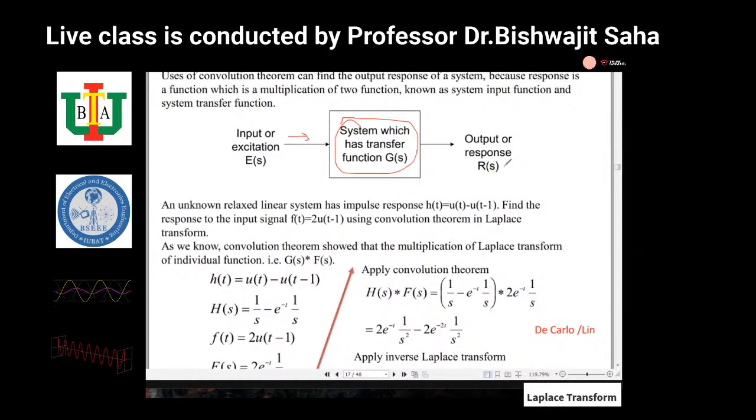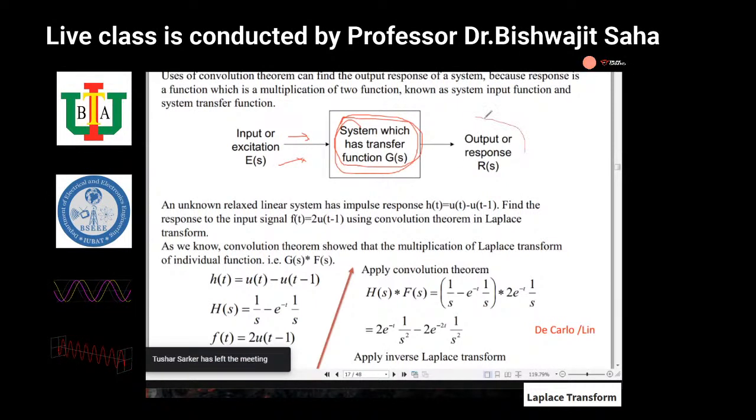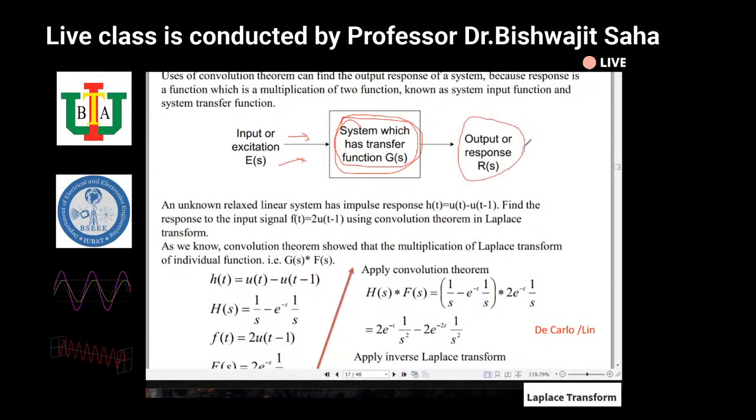So in this machine process system, the process has a transfer function, and the input has another transfer function. If we multiply these, then we will get the output. That is the convolution theorem.